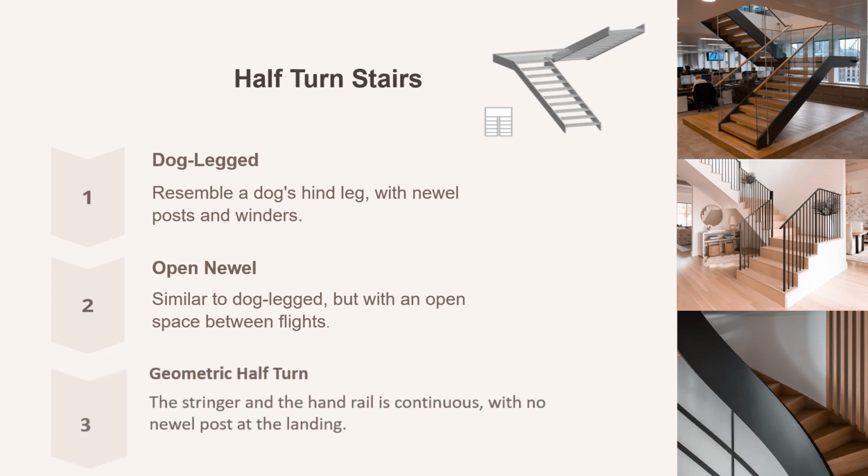The second type in the main classification of turning stairs is the geometrical half turn stairs. They are really cool, but they don't need newel posts at all. The handrails and sides of the stairs flow smoothly from top to bottom. They may have a landing halfway up or go straight without any break in between.